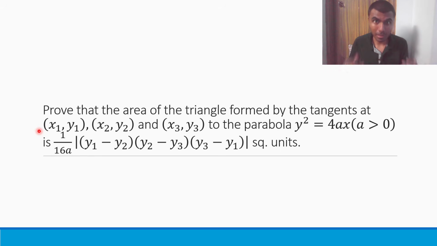Now let us see how to solve this given question. Here we have to show that the area of the triangle formed by the tangents at these 3 points on the parabola. These 3 points are on the parabola and the tangents at those points will form a triangle, and we have to show that the triangle's area is 1 by 16a into mod y1 y2 y2 this.